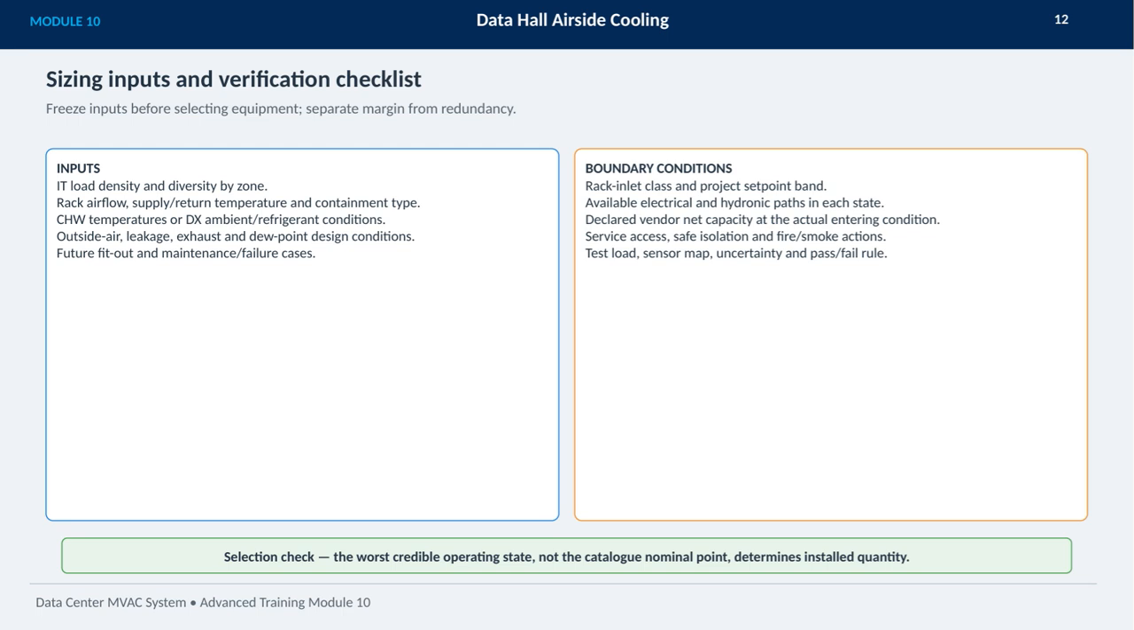Always remember, the most important factor in selecting equipment is the worst credible operating state, not just the nominal point listed in the catalog. This ensures your system is robust and reliable under all foreseeable conditions.